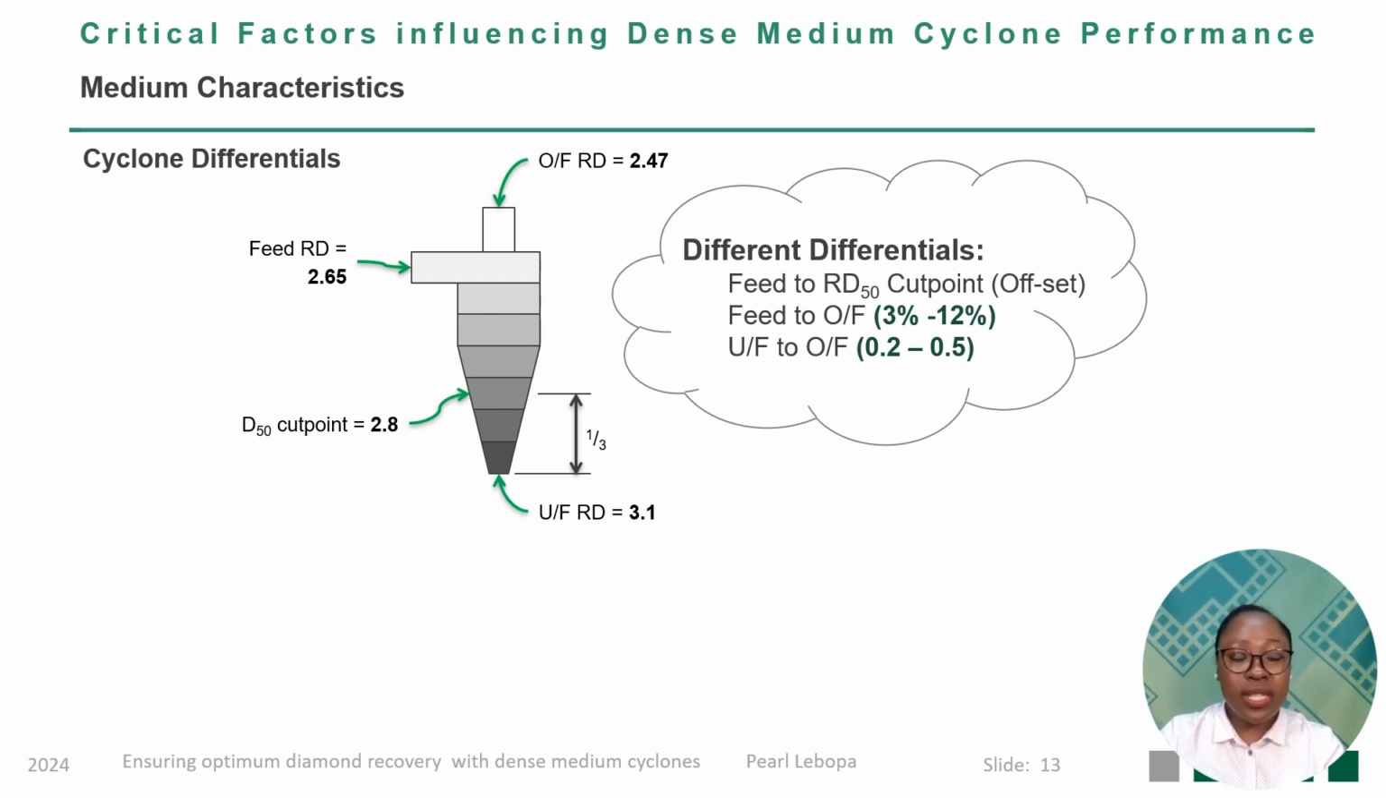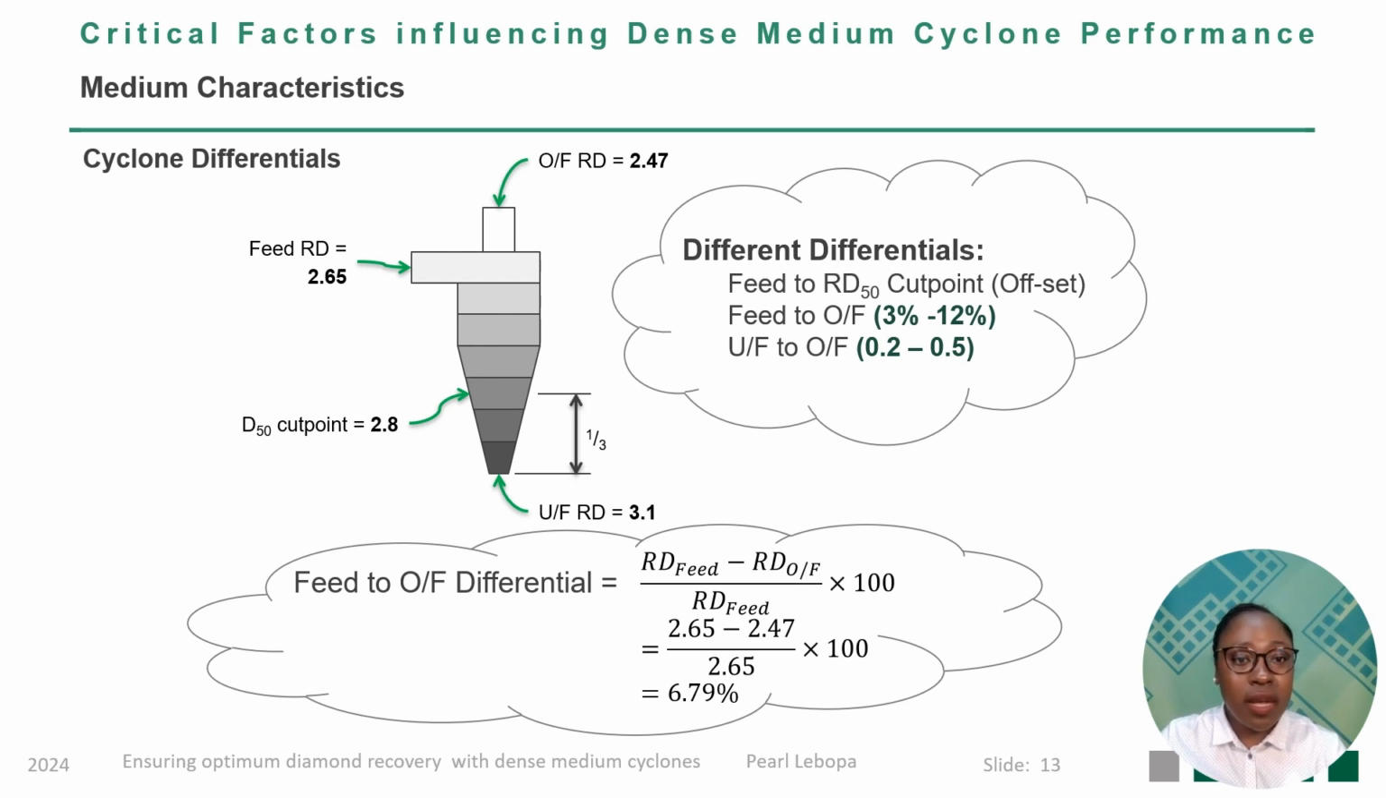And there are ratios that are used to determine if the medium is stable or too viscous. Now, looking at the example that we currently have on the cyclone, we have a feed density of 2.65 and then an overflow density of 2.47. And then when one does the calculation, the differential is sitting at 6.79, which is within the 3 and the 12% that is recommended.